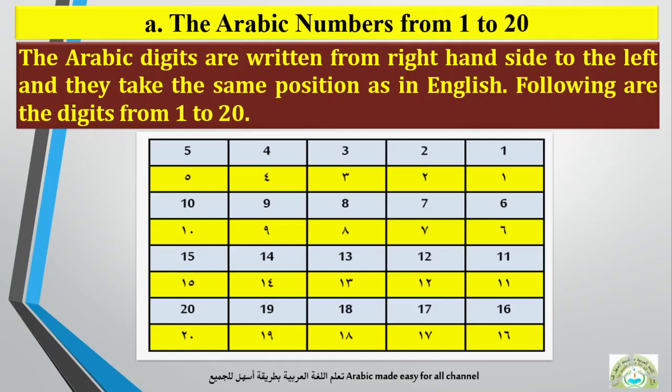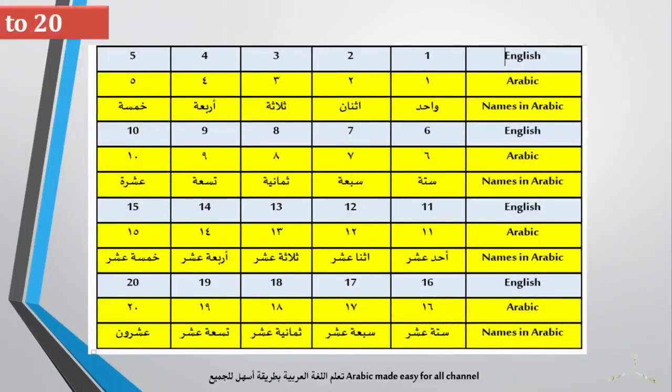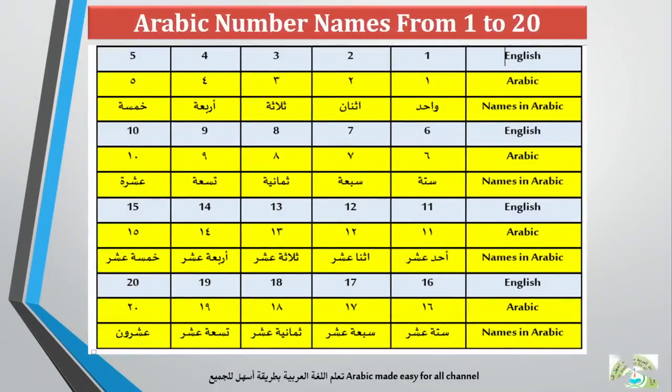Friends, in this slide I have given the number names from 1 to 20. So this is how you read: واحد اثنان ثلاثة أربعة خمسة ستة سبعة ثمانية تسعة عشرة, 11, 12, 13, 14, 15, 16, 17, 18, 19, 20. So these are the number names from 1 to 20, and we will learn the rest in the next videos. Let us see the next.